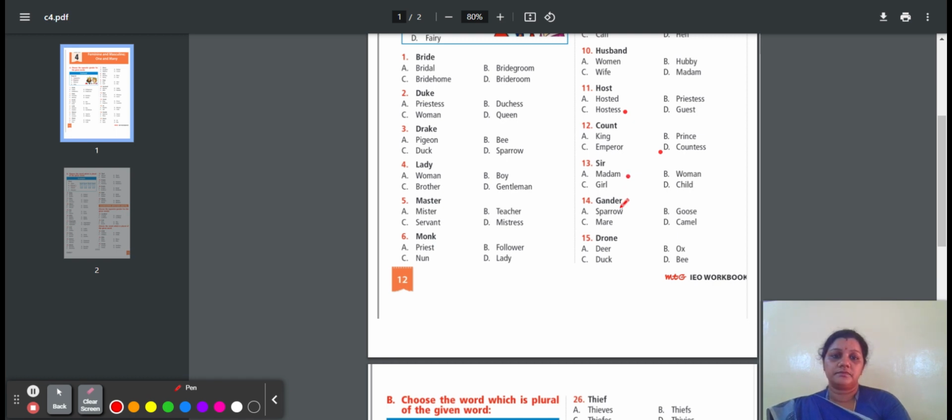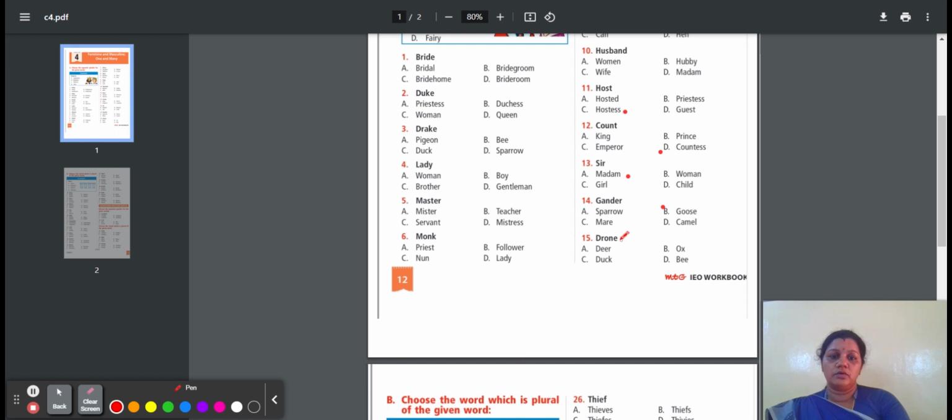14th one, gander, which means a male goose. Sparrow, goose, mare, camel. Sparrow, a small brown or grey color bird. Goose, a large white bird similar to duck. Mare, a female horse. Camel, an animal that lives in the desert. Here, sorry, the option is B, goose.